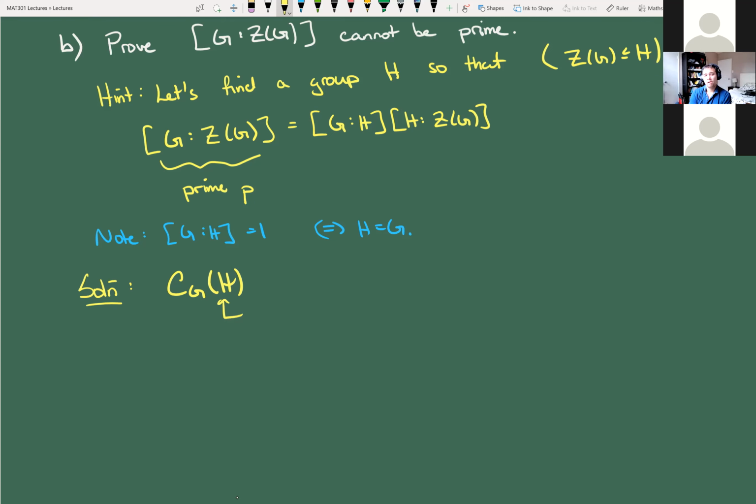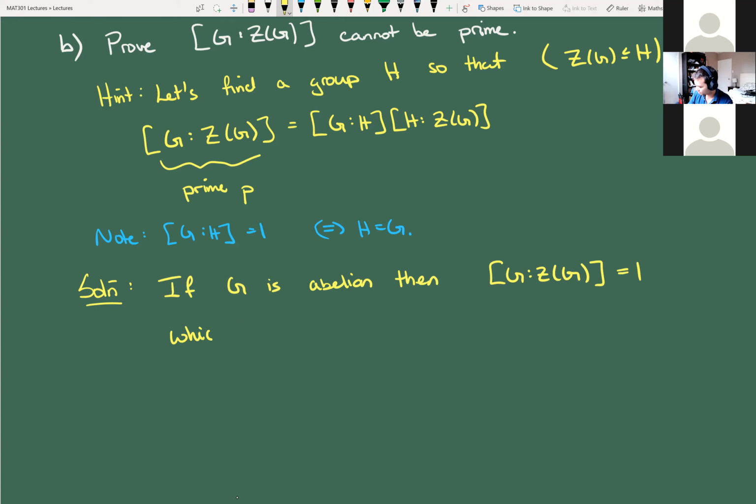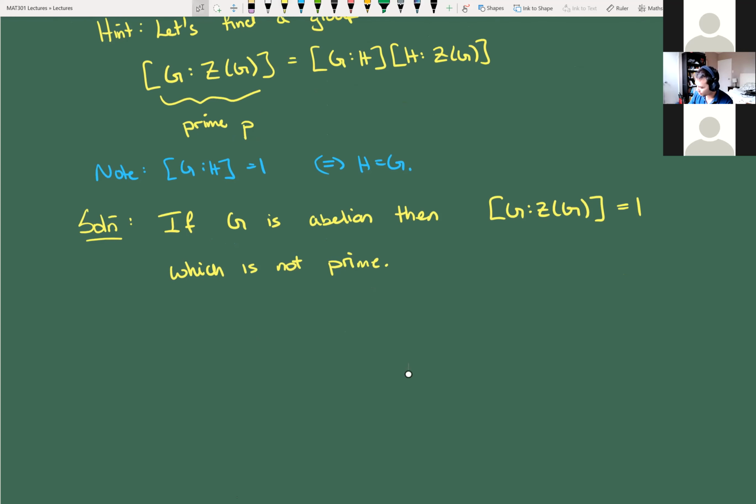Maybe, but okay, well here, let's actually get rid of something first. So let's first of all say, yeah, G can't be abelian, right? So if G is abelian, then G over Z(G). What is G over Z(G) if G is abelian? It's 1, and that's not prime, right? Okay, so let's assume now G is not abelian, just to make this more interesting, right? So suppose G is not abelian.